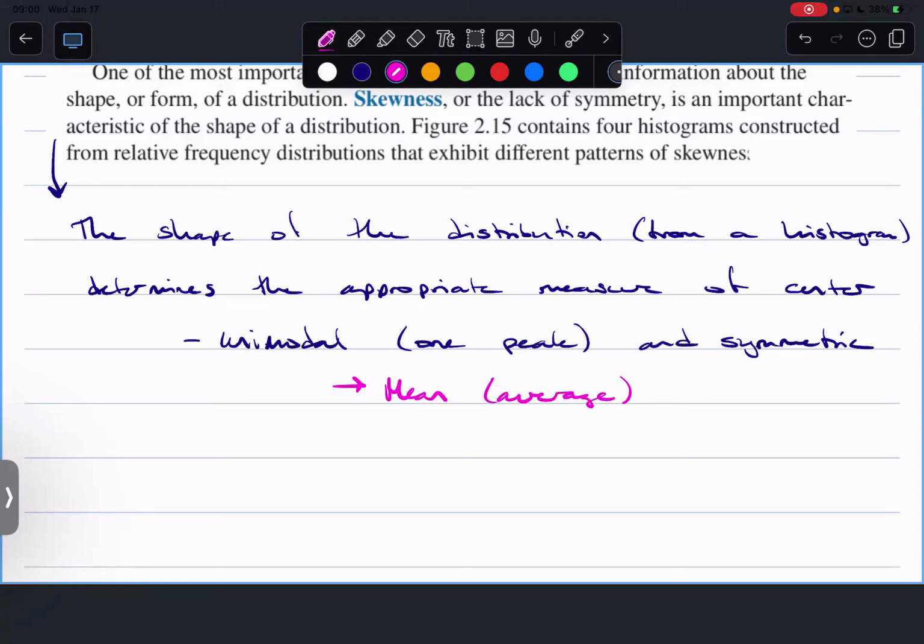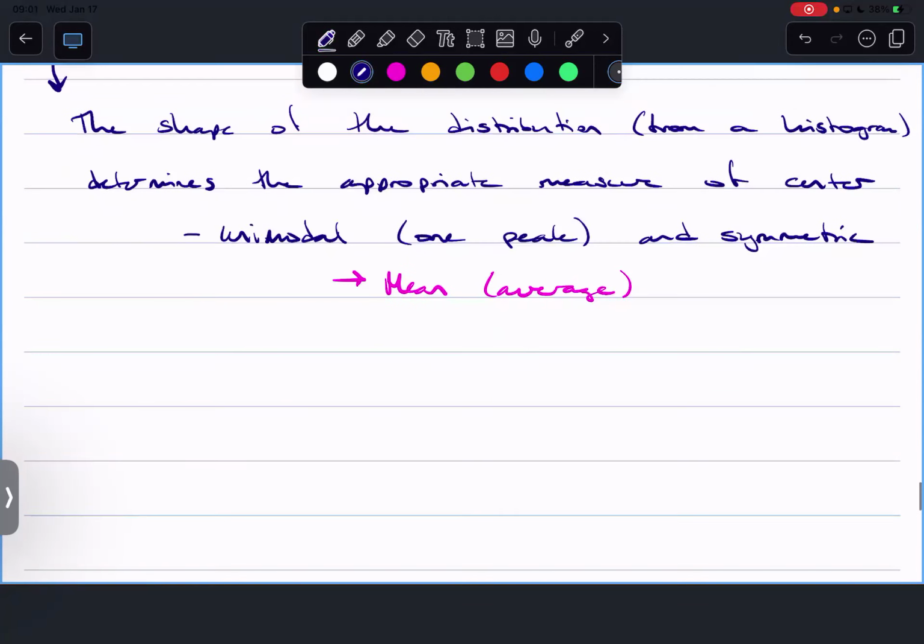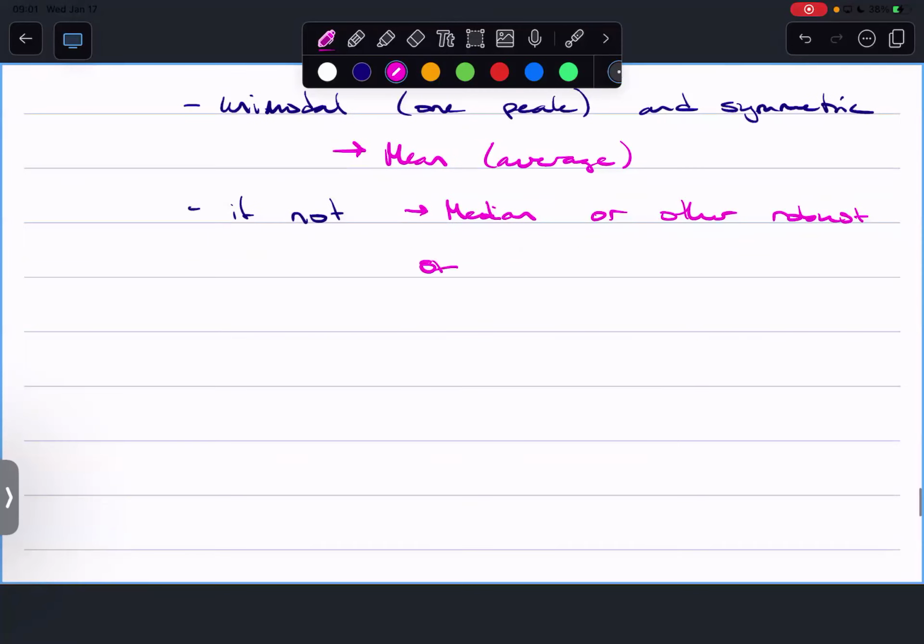If it's not, then you're better off using a more robust statistic, such as, so if not, I'll lump all those together, right? Then we would use something like the median or other robust statistic. But before we can get there, we need to talk about the other shapes. Okay?